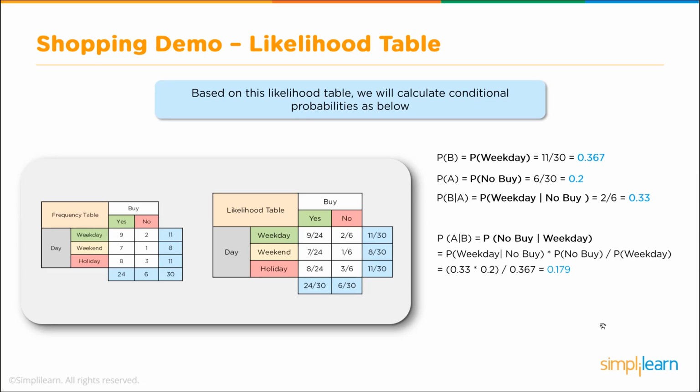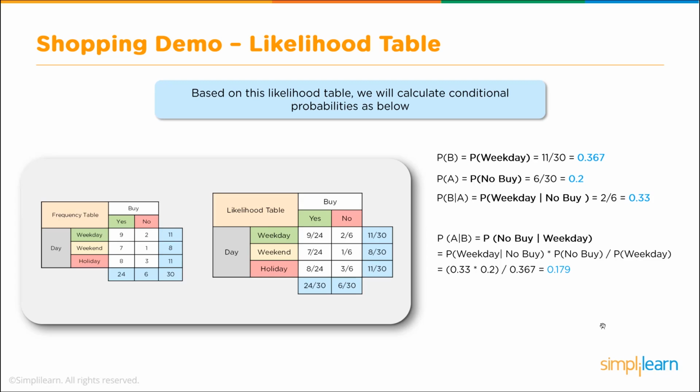The first 3 we just did. The probability of making a purchase on the weekday is 11 out of 30, or roughly 36 or 37%, 0.367. The probability of not making a purchase at all, doesn't matter what day of the week, is roughly 0.2 or 20%. And the probability of a weekday no purchase is roughly 2 out of 6. So 2 out of 6 of our no purchases were made on the weekday. And then finally we take our P of AB. If you look, we've kept the symbols up there. We've got probability of B, probability of A, probability of B if A.